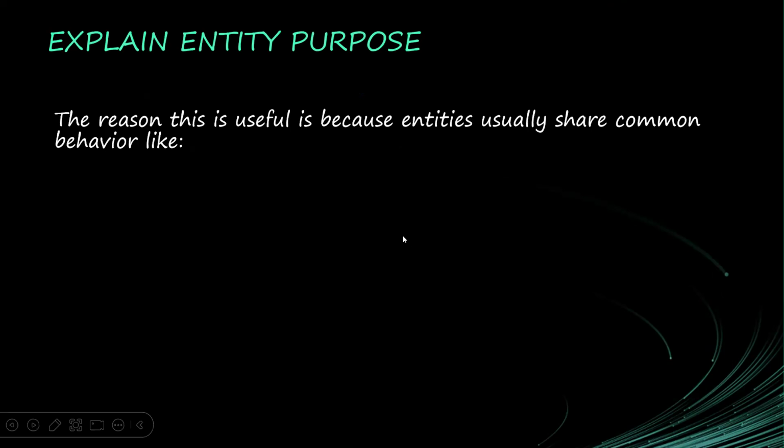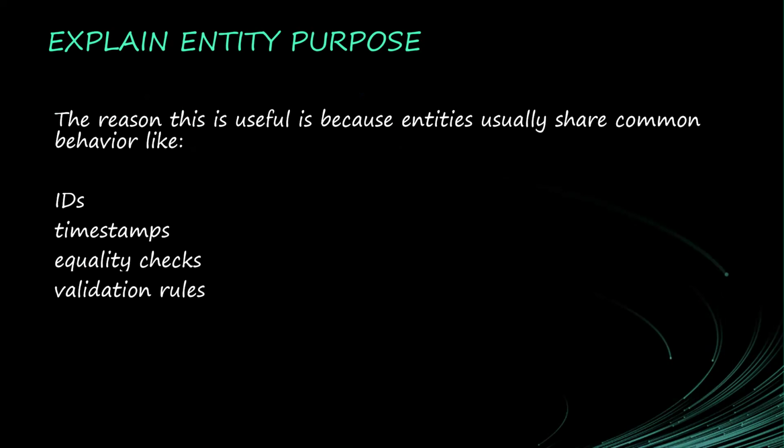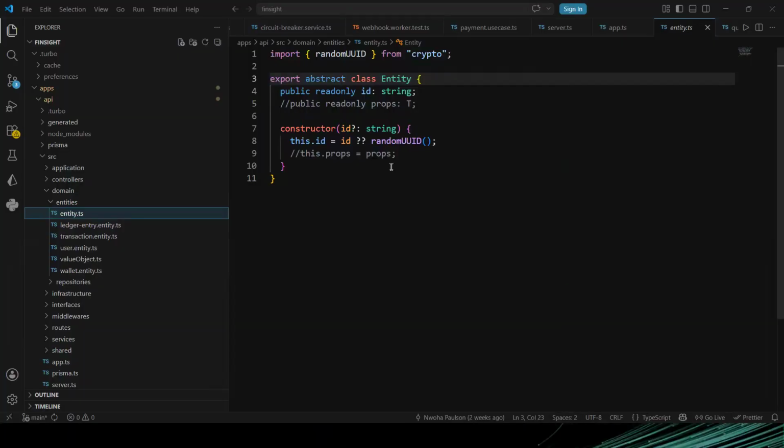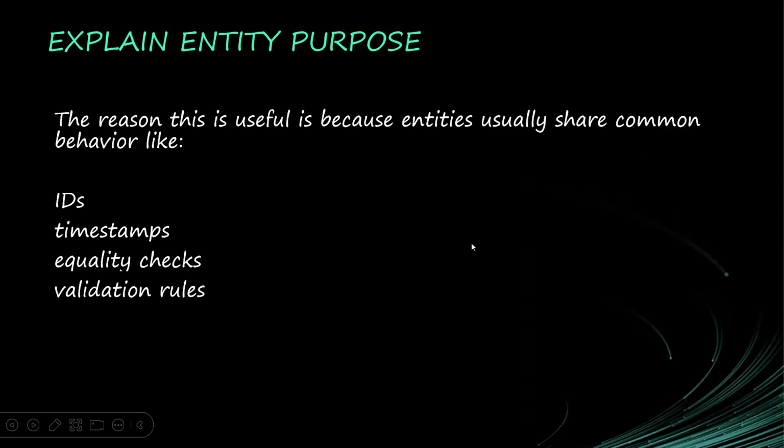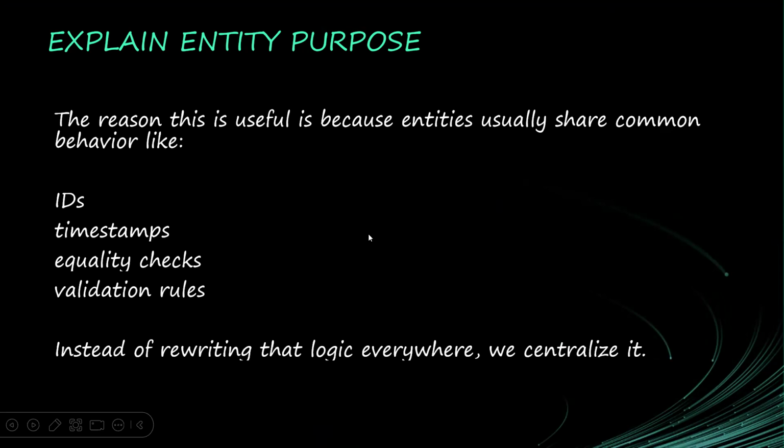The reason for this is because entities usually share common behavior, like their IDs, their timestamps, their equality checks, their validation rules. This is where I'm supposed to do all those things. Although if you take a look at my entity, I didn't do much of that here. That's even wrong because I'm still trying to master this and get it to be something I do always. But this is how it should be. Instead of rewriting that logic everywhere, I should centralize it in my entity base class. All those things that entities have in common should actually be in the entity base class.